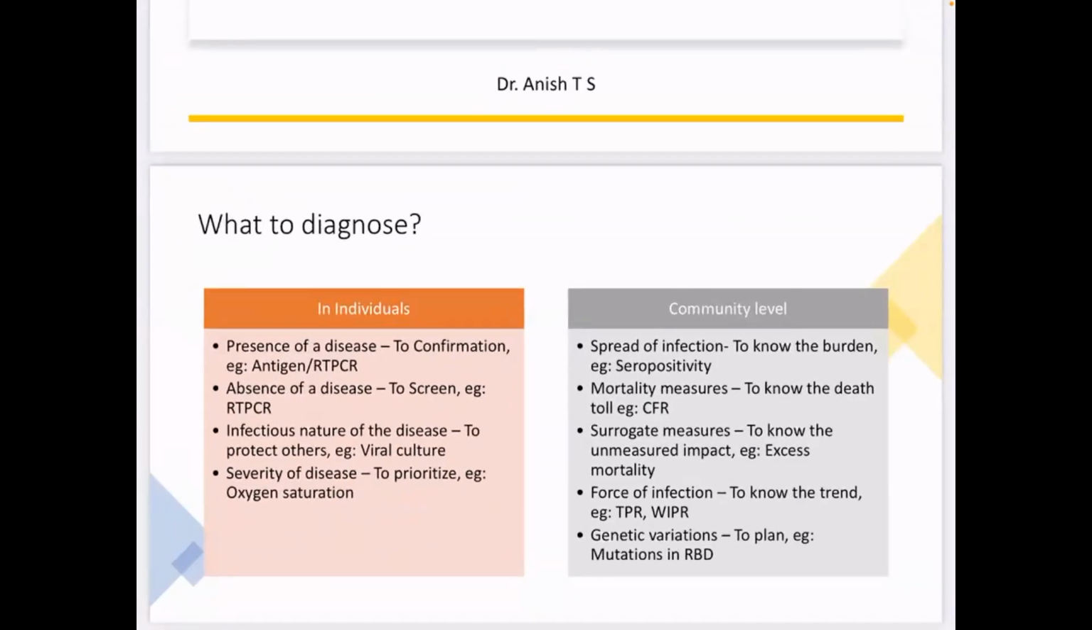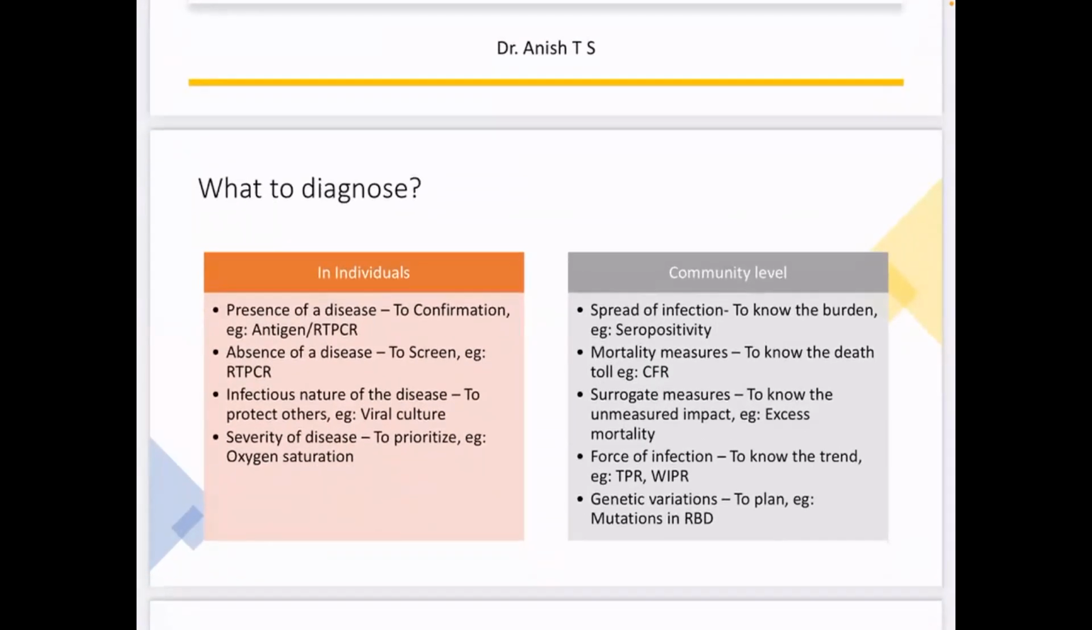Okay. When we are thinking about choosing a diagnostic test, the first thing we have to keep in mind is what is going to be diagnosed. Because an individual may choose a test to diagnose something related to her disease status, but the community may choose a diagnostic test related to the spread of infection, the effectiveness of control strategies and other things. So the first point is that diagnosis can be done at an individual level as well as at the community level.